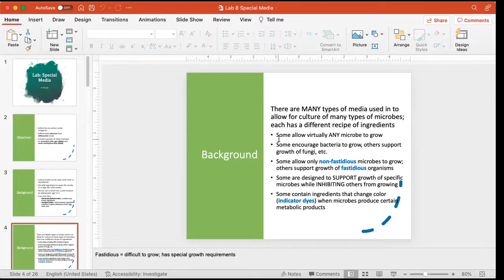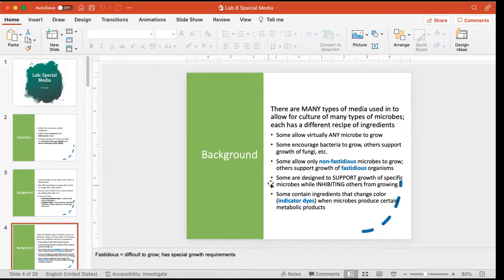Now, we do have specialized media to grow organisms other than bacteria. Remember, we have a type of media that's specific for fungus. That's the type of media called Sabouraud's that we talked about in lab last week. Some allow only non-fastidious microbes to grow. Those are the kind that are easy to grow because they have simple nutritional requirements, and others will support the growth of fastidious organisms, those organisms that have very particular nutritional requirements.